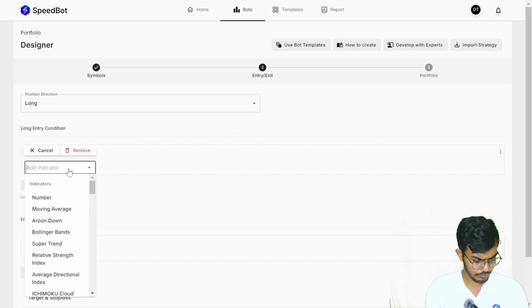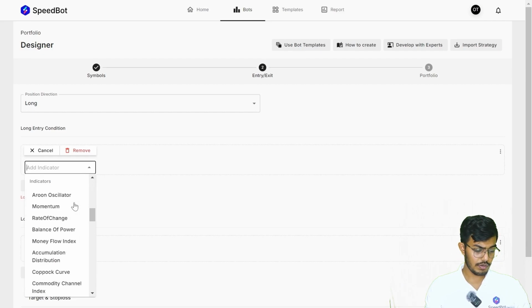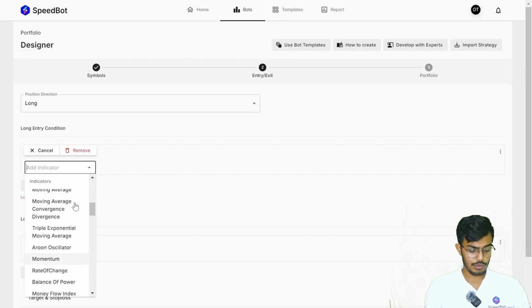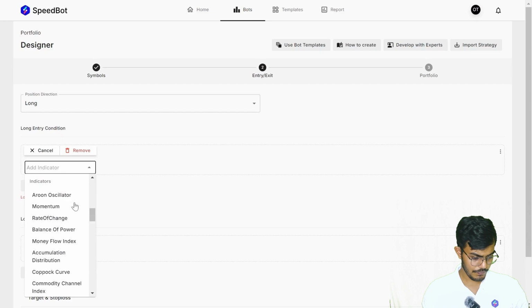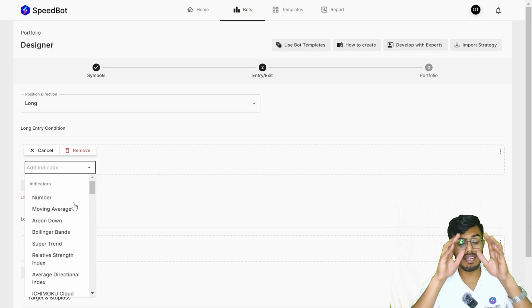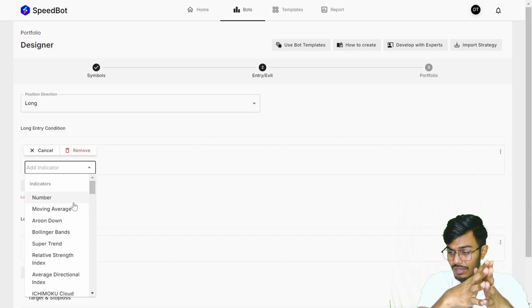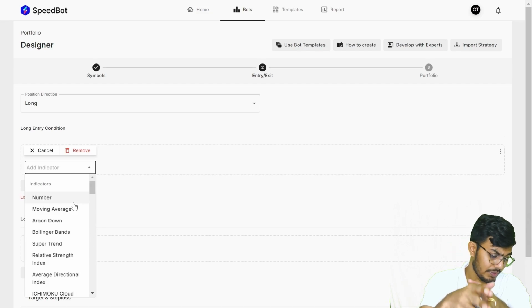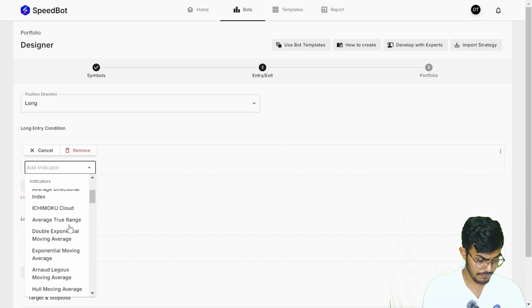So over here, as you can see the list of indicators. All the known indicators which are there in the market, you'll be able to find it. So you can create some indicator based, you'll be able to create some price action based strategies. That is something that you can do from your side. It could be a moving average, RSI, MACD and other things.